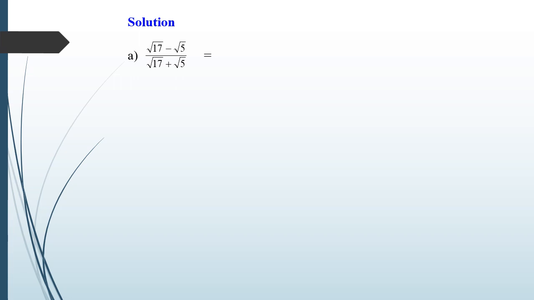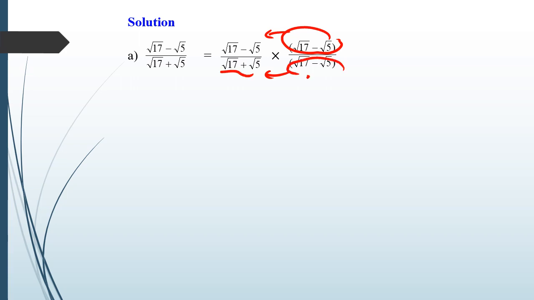So root 17 minus root 5 divided by root 17 plus root 5. So what we need to do is multiply with the conjugate of the denominator, which is equal to root 17 minus root 5. So this value should be multiplied with the numerator, also the denominator. Okay, we use the conjugate of the denominator only. Now, how to do this one? Don't forget to expand everything, not just multiply with root 5. So you have to expand.